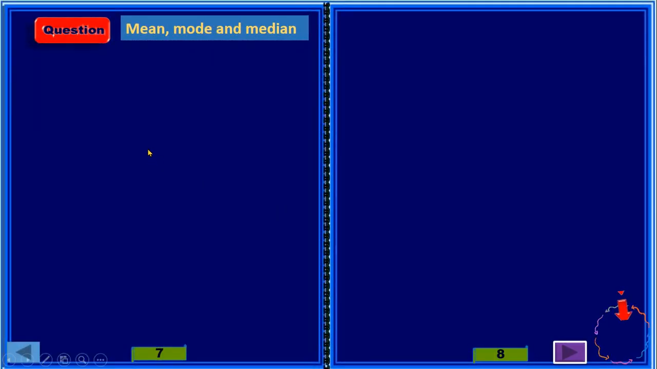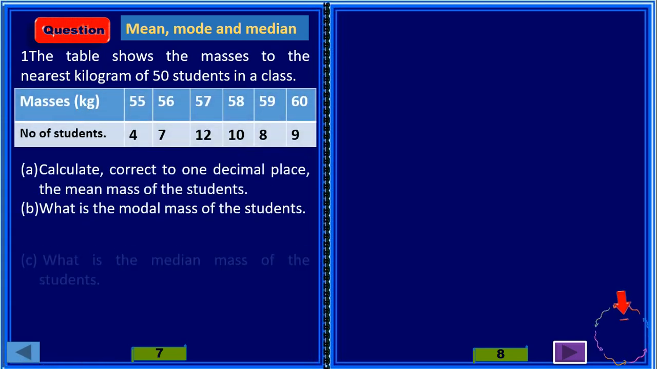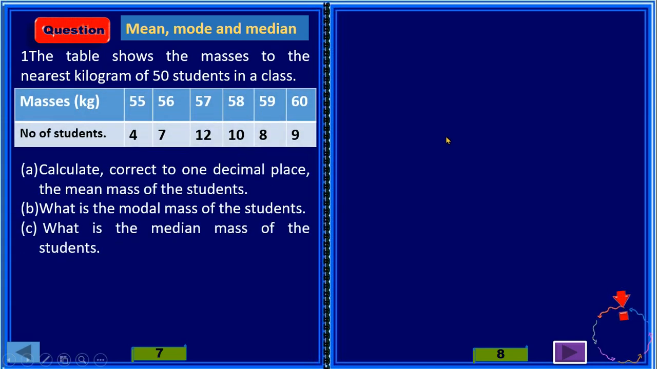The question. The table shows the masses to the nearest kilogram of 50 students in a class. A. Calculate correct to 1 decimal place the mean mass of the students. B. What is the modal mass of the students? C. What is the median mass of the students? Let's solve these questions together now.